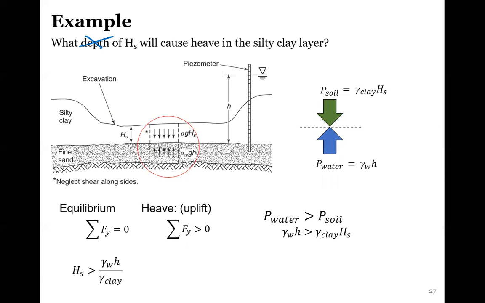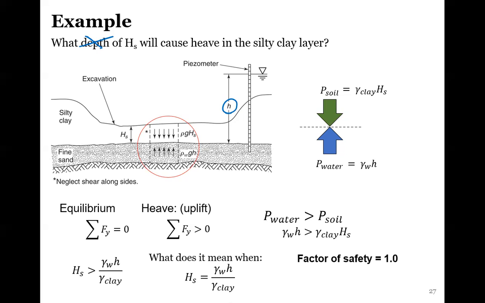This means that the H of S, the height of our soil, needs to be greater than the unit weight of water times the height of the water, or the pressure of the water, which is right here, divided by the unit weight of clay. So when this is equal to each other, then we have a factor of safety of 1.